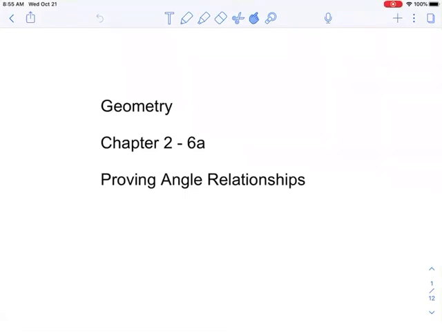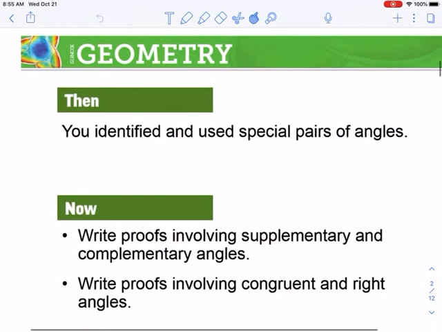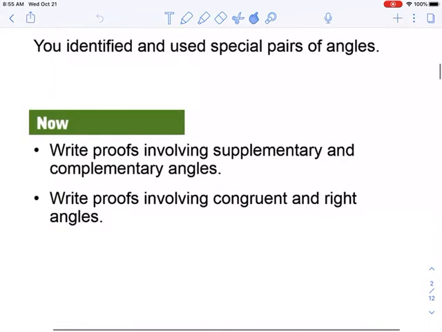All right, welcome back. Chapter 2.6A. This is the beginning of Chapter 2B, the second half of Chapter 2. All right, proving angle relationships. We just proved some segments, congruent and segment relationships.